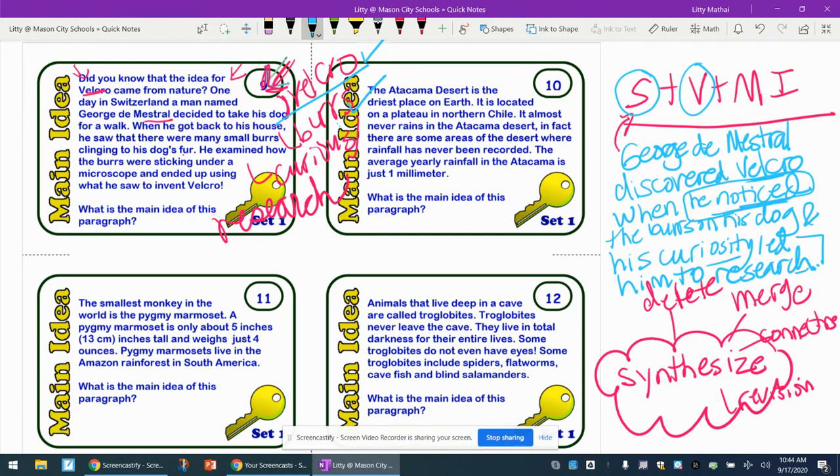Okay, so let's read that again. George de Mestral discovered Velcro when he noticed the burrs on his dog, and his curiosity led him to research. One trick I want to show you when you are writing a main idea sentence is using the word and to combine ideas. It really helps to use the word and sometimes because it connects two ideas, and that way you can write one sentence and not two, because we just want one sentence, right?